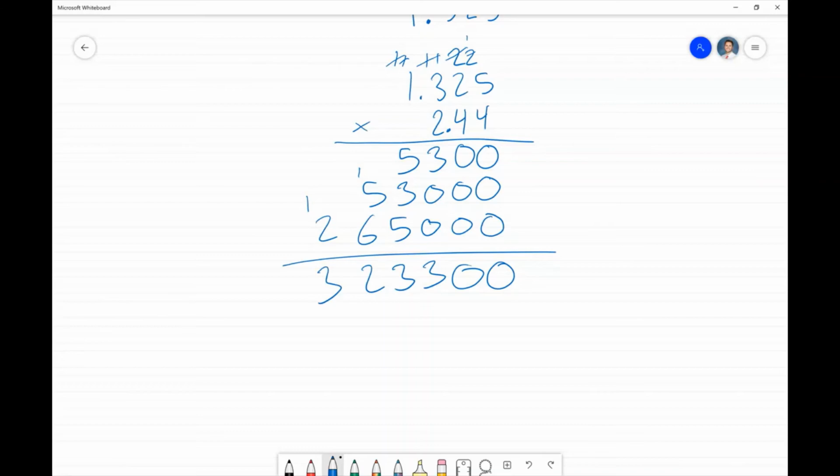Now, this is not yet our answer. Now we need to place the decimal point. So we have 1, 2, 3, 4, 5 decimal places. So we need, in the product, 5 decimal places. So our final answer is 3.23300, or we could just write 3.233.